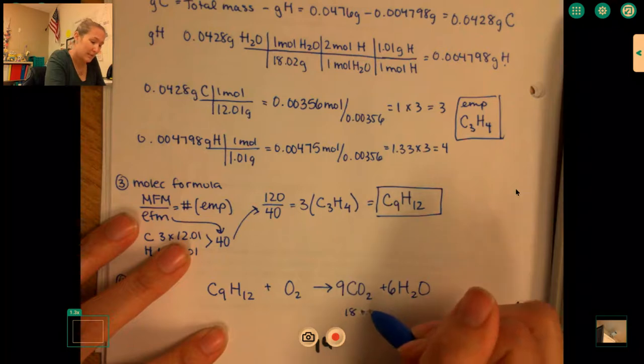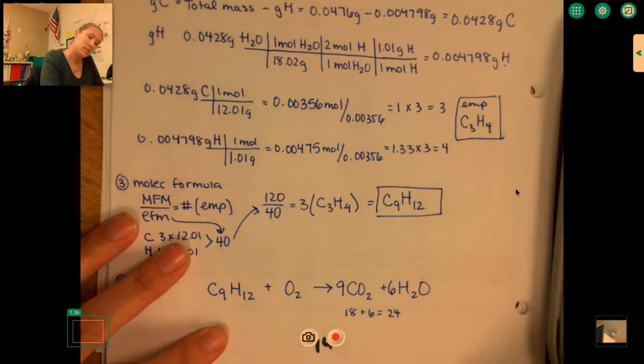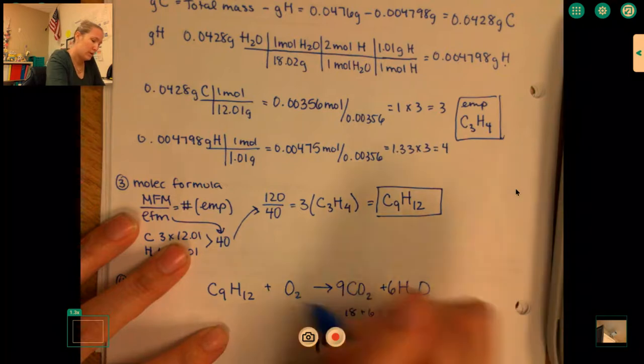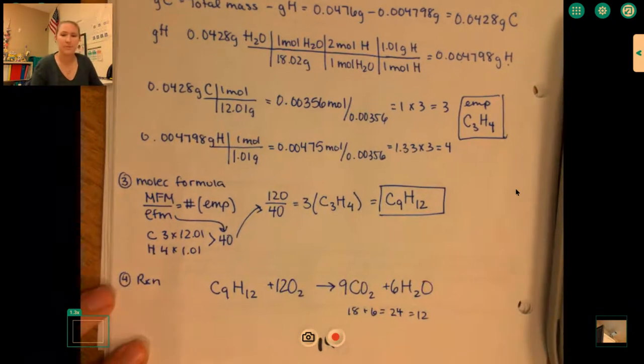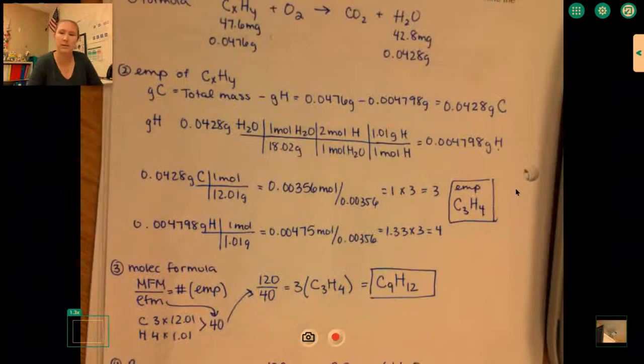6 plus 6, 18 and 6 is 24. Divided by 2 gives me 12, so 12 oxygens. And that is how we can do a combustion calculation to figure out empirical and molecular formulas.